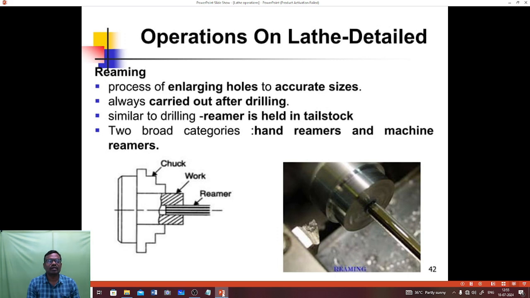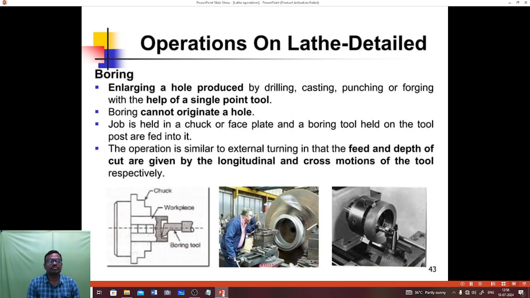Reaming. Process of enlarging holes to accurate sizes, always carried out after drilling. Similar to drilling, the reamer is held in the tailstock. Two broad categories, hand reamers and machine reamers, are used. Boring is the operation of enlarging a hole produced by drilling, casting, punching or forging with the help of a single point tool. Boring cannot originate a hole.